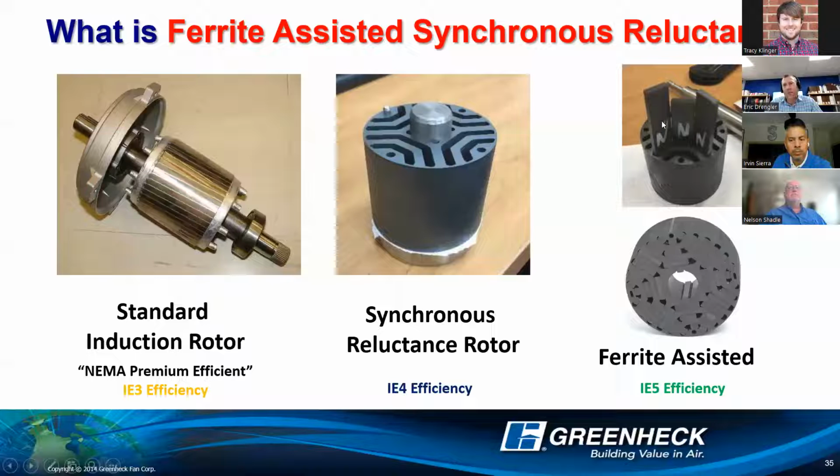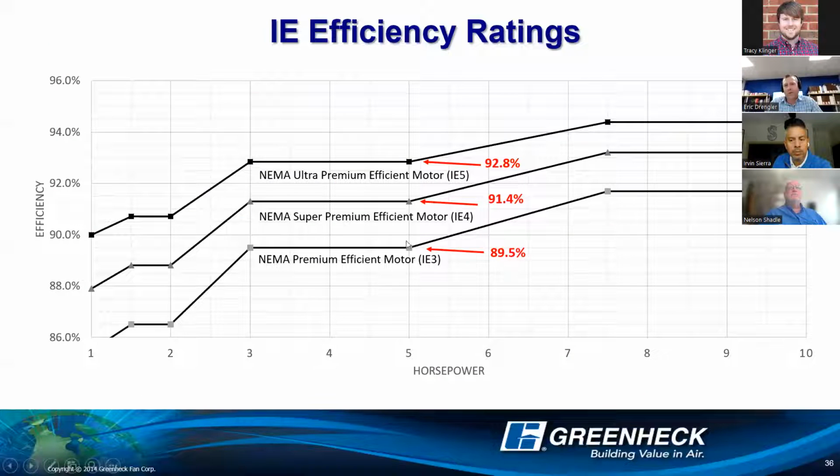And then they boost that by putting additional ferrite magnets inside of the rotor to boost it to IE5 efficiency. And what that means from an efficiency standpoint is here's the bands, and we'll take a 5 horsepower as an example. So IE3, in order to be considered IE3 or NEMA premium efficient, as we would know, like a Bell or Super E motor, needs to be at least 89.5% efficient at full load. IE4 is 91.4, and then IE5 is 92.8. It's basically a 10% reduction in losses as you go up a band.